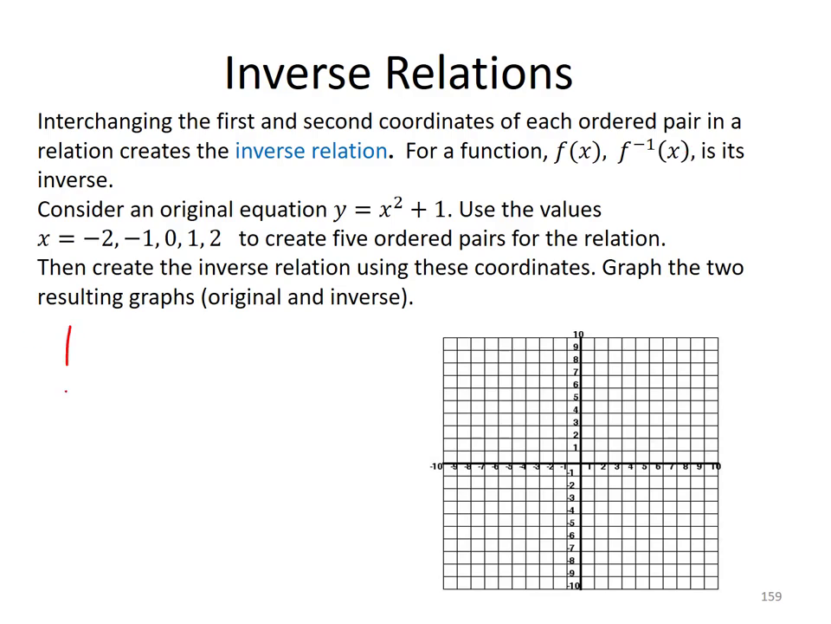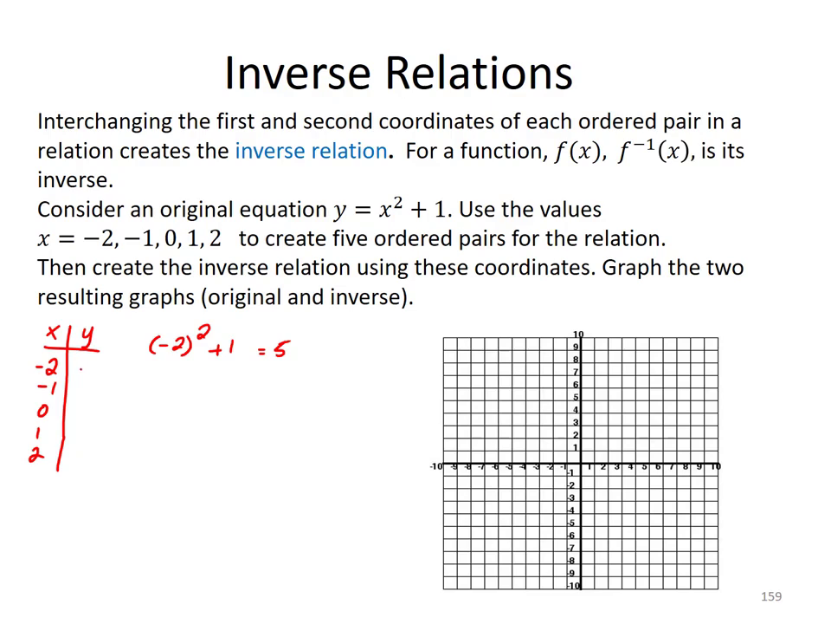We begin. I'm going to make a table labeled x and y. My x values are negative 2, negative 1, 0, 1, and 2. Now the y values can be found by evaluating each of those individually into y equals x squared plus 1. So for example, I will take negative 2 in parentheses squared plus 1 to get my first value, and that happens to be 5.